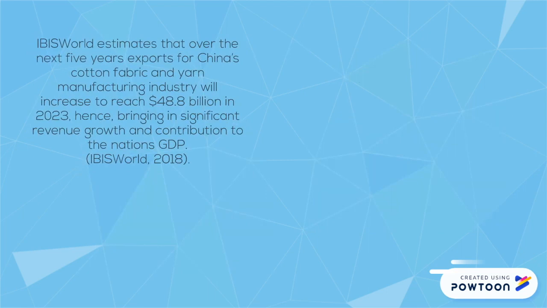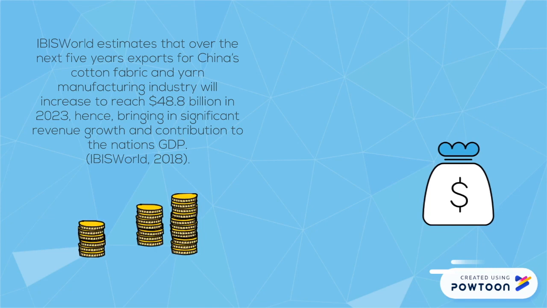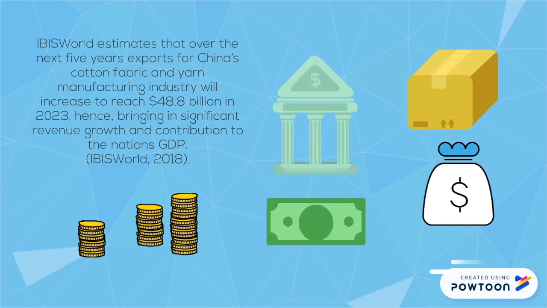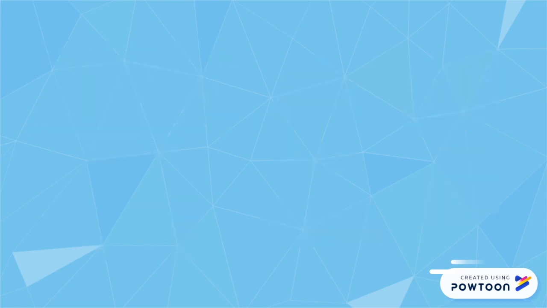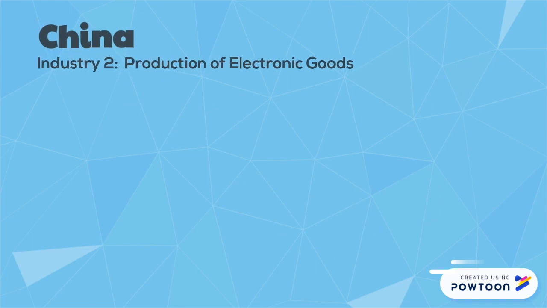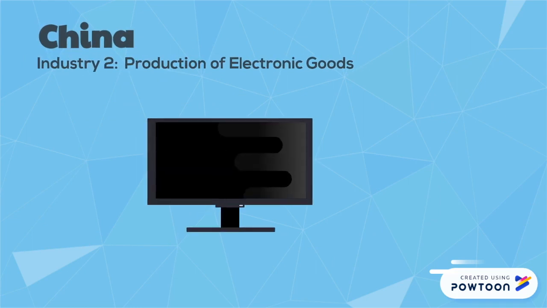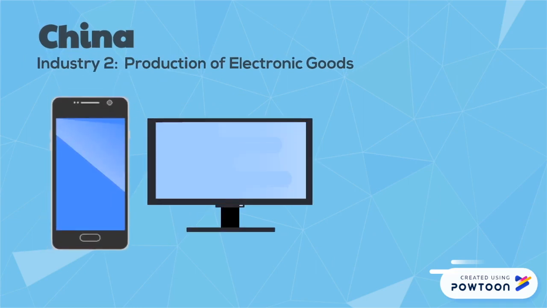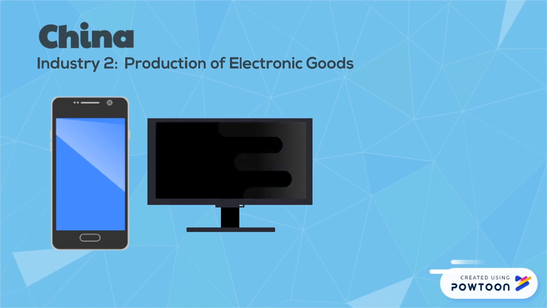IBISWorld estimates that over the next 5 years, exports for China's cotton fabric and yarn manufacturing industry will increase to reach $48.8 billion in 2023, hence bringing in significant revenue growth and contribution to the nation's GDP, making it a favorable industry to specialize in. China should specialize in the electronic goods such as that of computers and mobile phones manufacturing industry when looking to trade, because it has a comparative advantage in this industry.